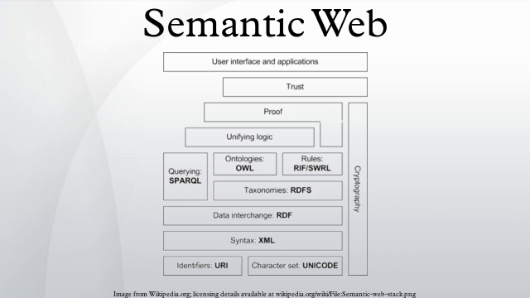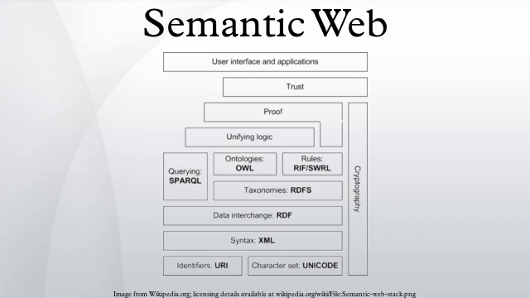The semantic web is a collaborative movement led by international standards body the World Wide Web Consortium. The standard promotes common data formats on the World Wide Web. By encouraging the inclusion of semantic content in web pages, the semantic web aims at converting the current web, dominated by unstructured and semi-structured documents, into a web of data.